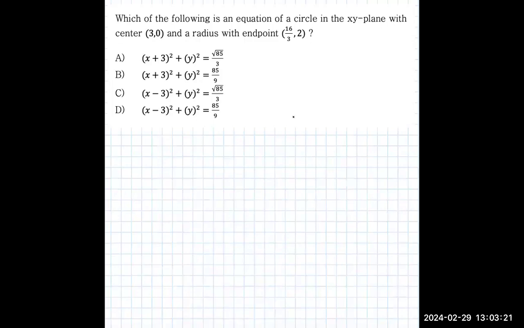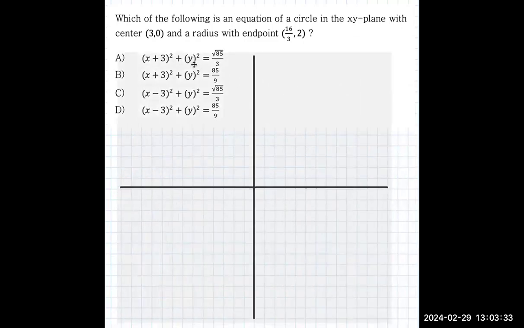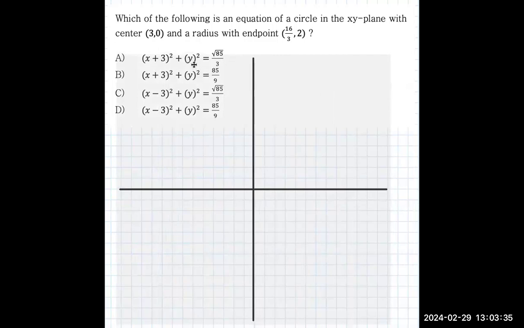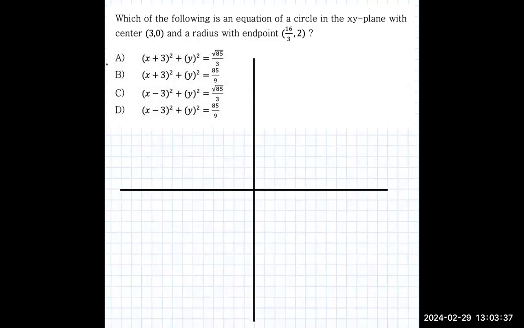In this question here, we have a circle with a center at 3, 0, and one endpoint of the radius at 16/3, 2. So let's just kind of envision what that circle would look like. It's got a center at 3, 0. So let's do 1, 2, 3, 0. And then the endpoint is 16/3. Let's imagine what that is.